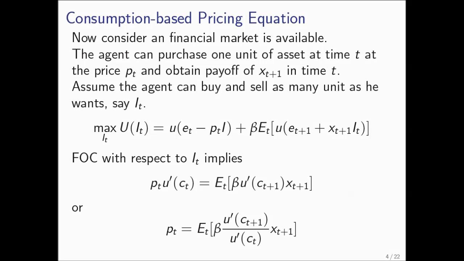The FOC is easy: just differentiate with respect to this and that, using the chain rule. Remember this is C_t, and when we differentiate, the beta can be taken in. We can also use the chain rule. You can differentiate within the expectation, remember expectation is basically integration or summation, so you can do this carrying through, and since this is known today, you can divide the other side. So we have this pricing equation.